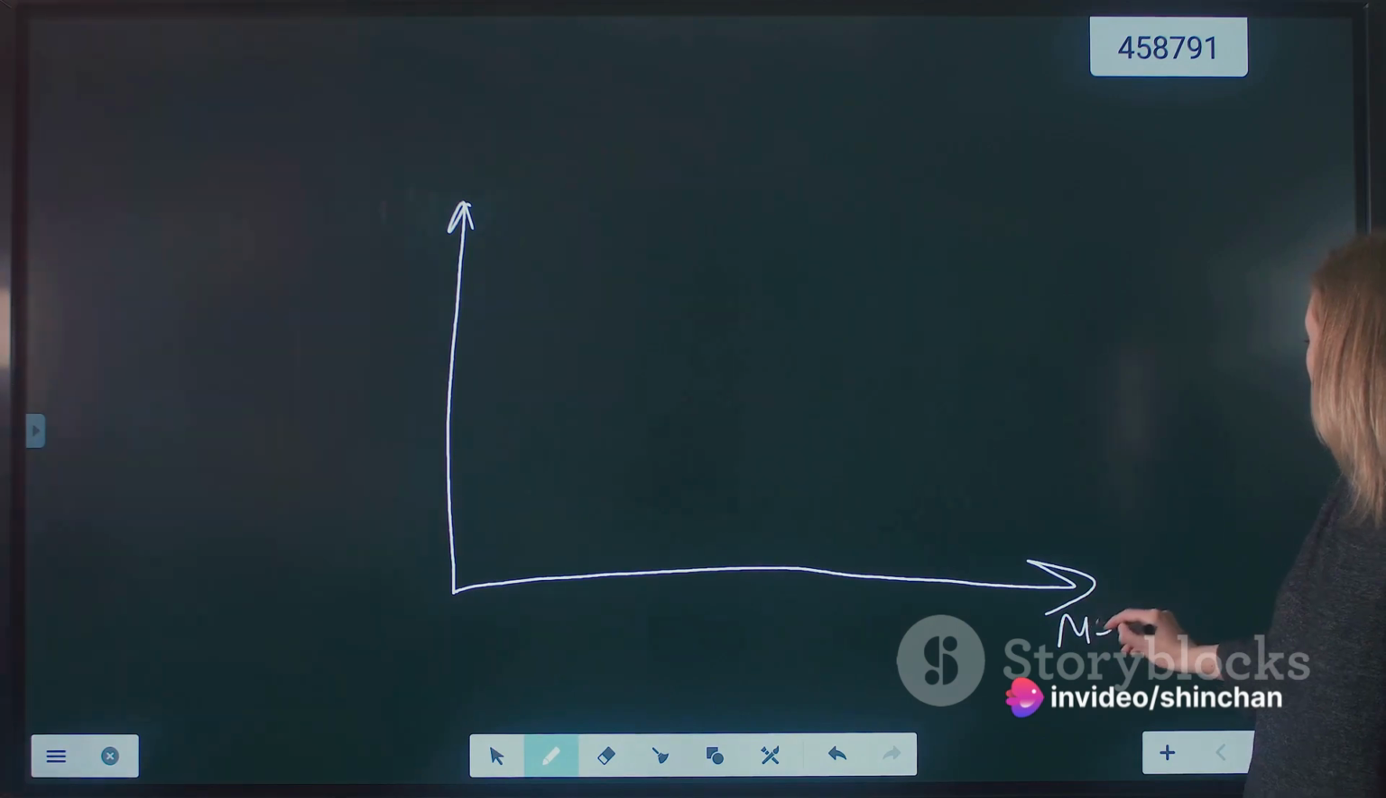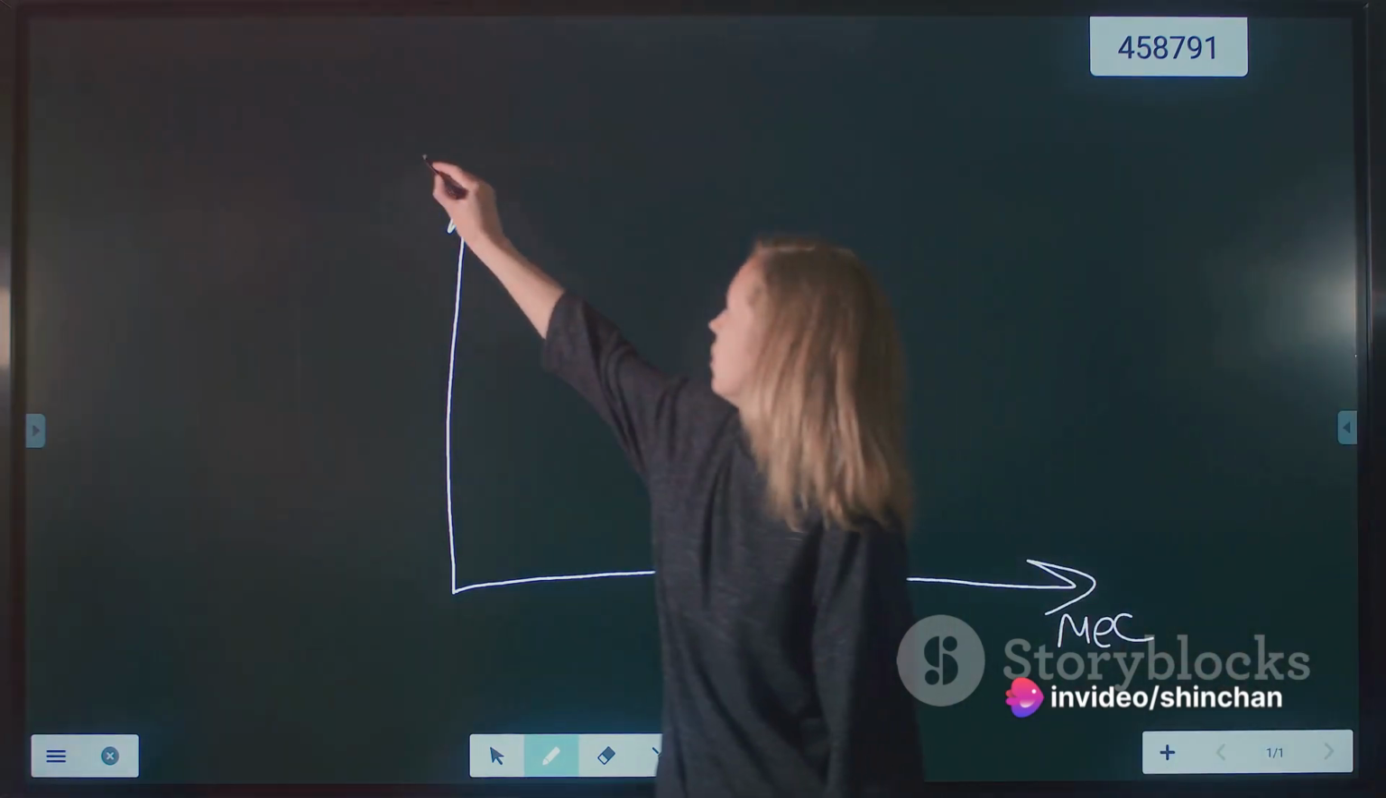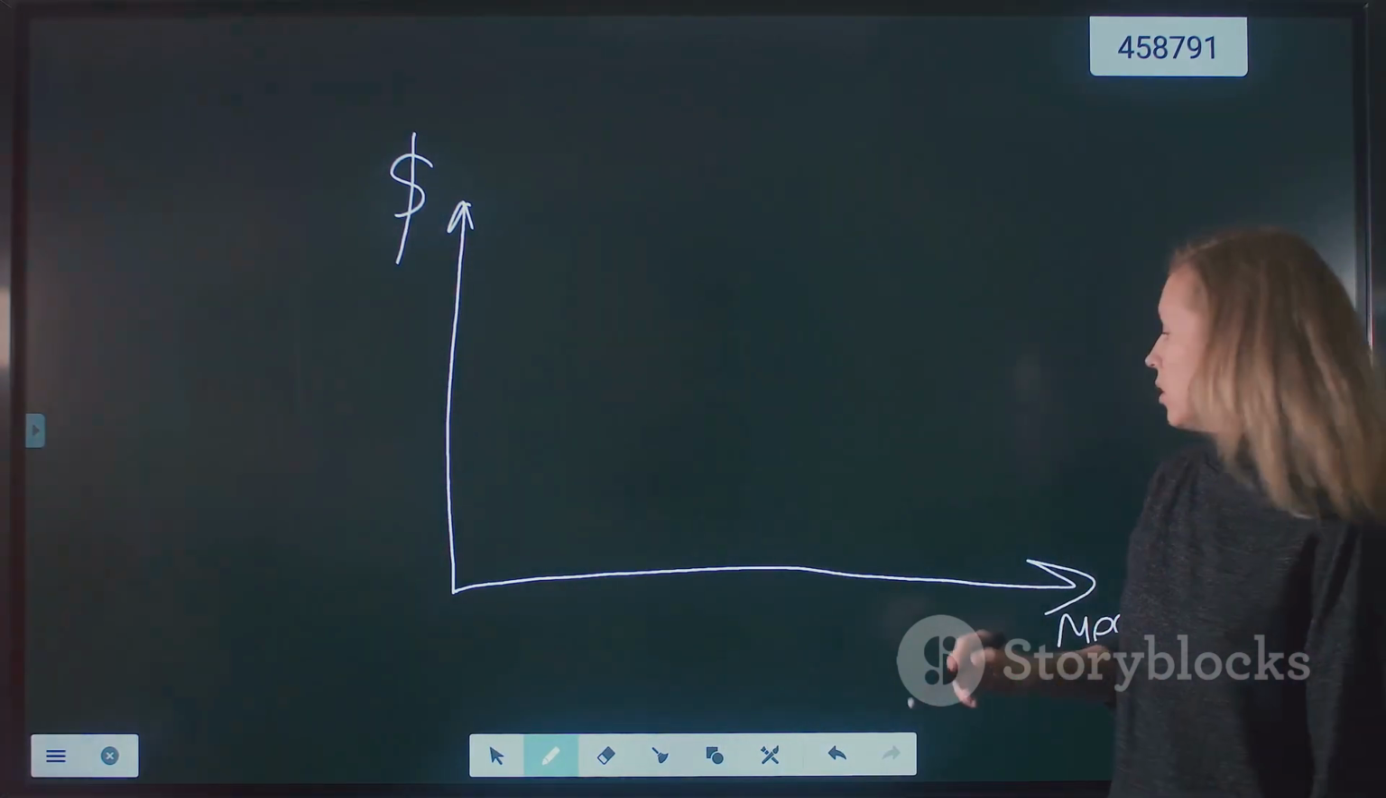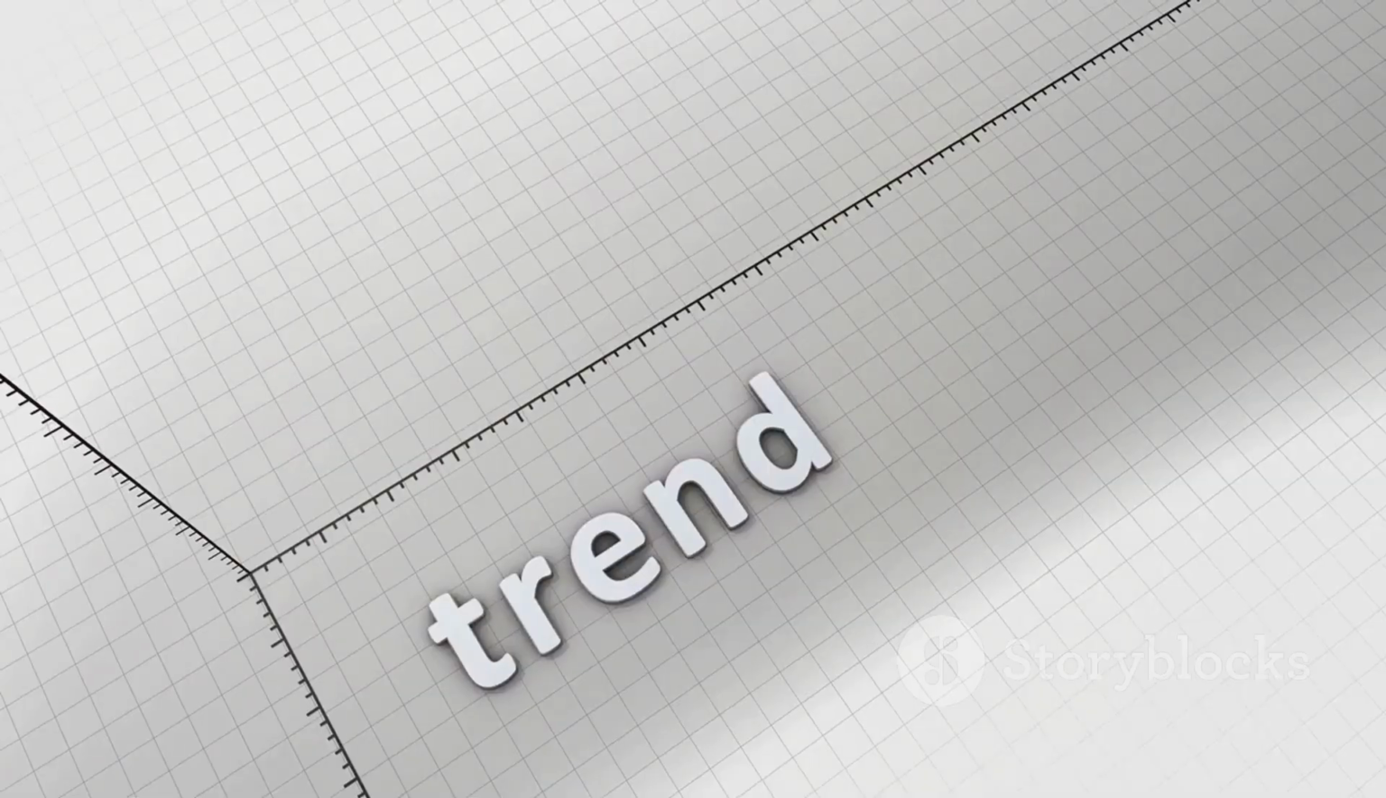Linear regression, a term that might intimidate the uninitiated, but fear not. It's not as complex as it might sound. At its core, linear regression is a form of predictive analysis.